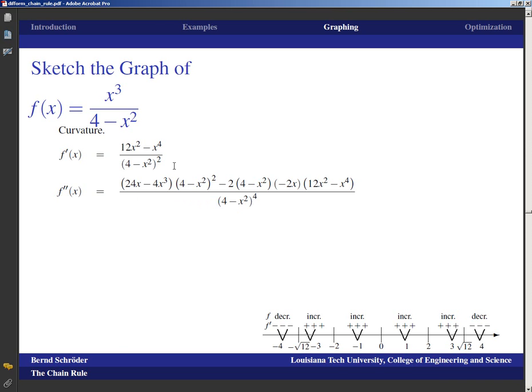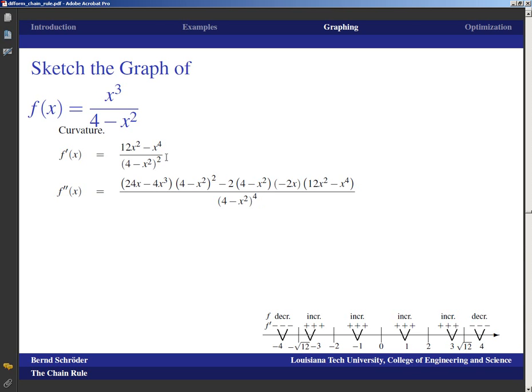So take the derivative, and of course we use the quotient rule also, right? We need the derivative of the numerator, 24x minus 4x cubed, times the denominator, 4 minus x squared, quantity squared, minus the derivative of the denominator. And here's where we need the chain rule. 2 times the inside, which is 4 minus x squared to the first, which we don't have to write down, times the derivative of the inside, which is minus 2x. And then we multiply with the numerator, which is 12x squared minus x to the fourth, quantity.